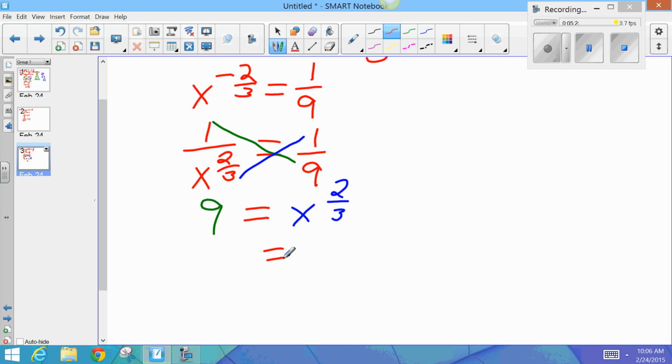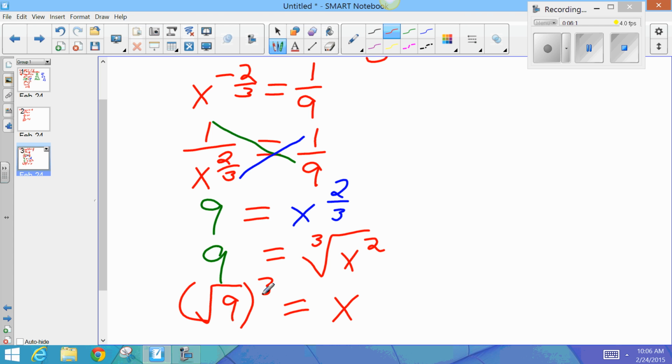X to the 2/3 really means the cubic root of x squared, okay? So to get x all by itself, what I want to do is the inverses of both of those operations, okay? So to 9, all right, I want to do the square root. Excuse me, yeah, I want to do the square root to get rid of the power of 2, okay? So I've got the square root of 9, okay? And then I want to raise it to the power of 3 to get rid of the cubic root.